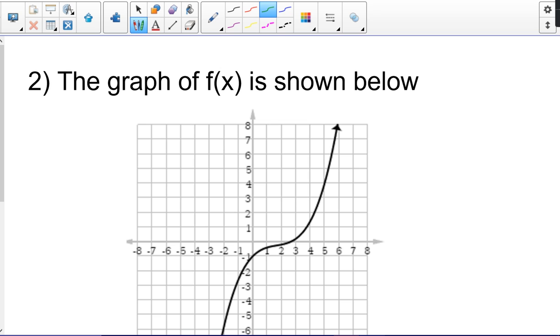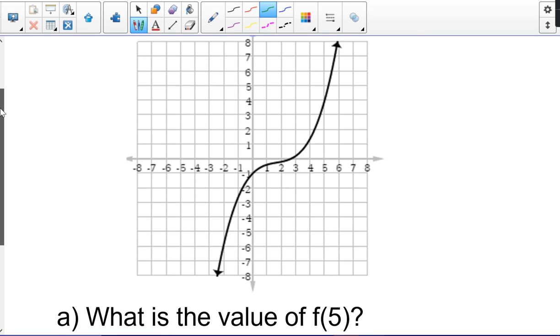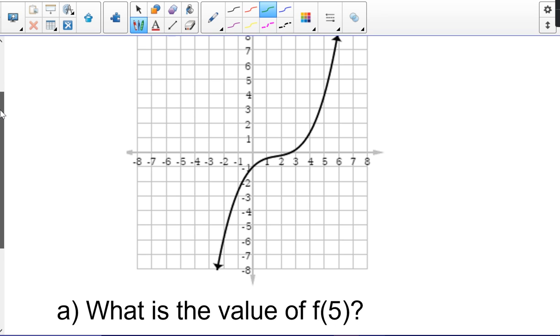2. The graph of f of x is shown below. So we have a graph and this is a function. And our question is, what is the value of f of 5? So what does that question mean? Well, if there's 5 inside, that means I'm telling you that x is 5.